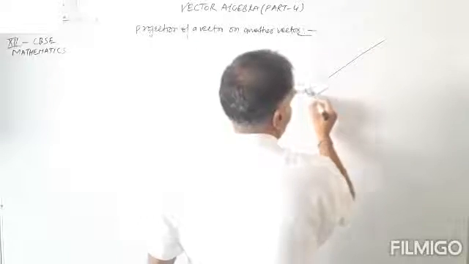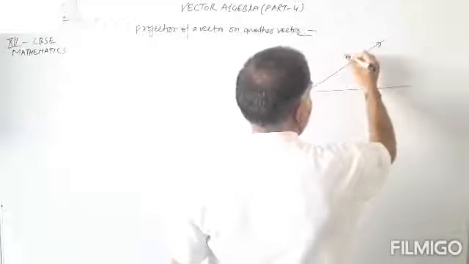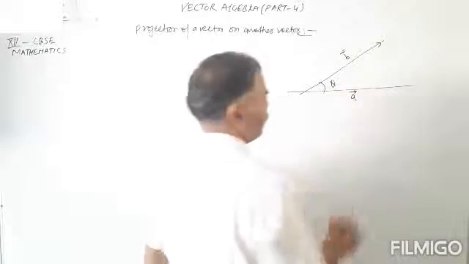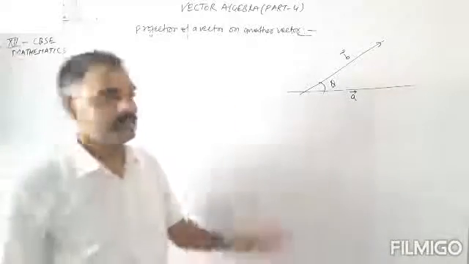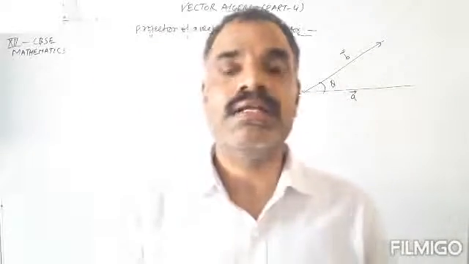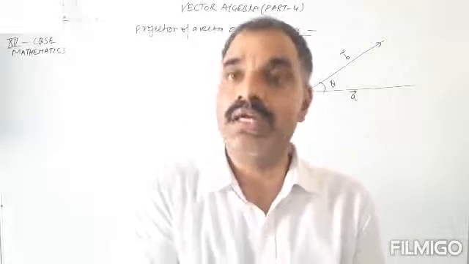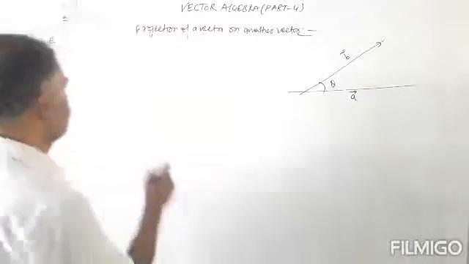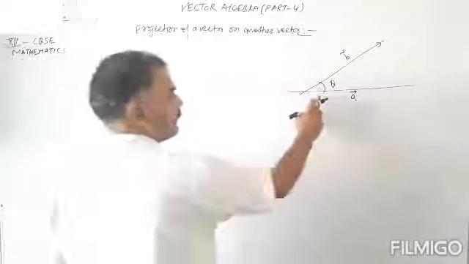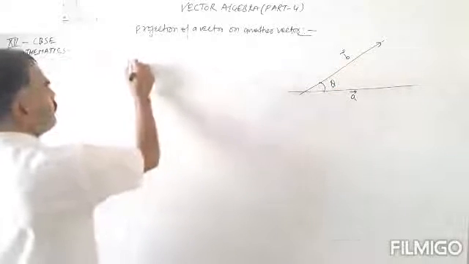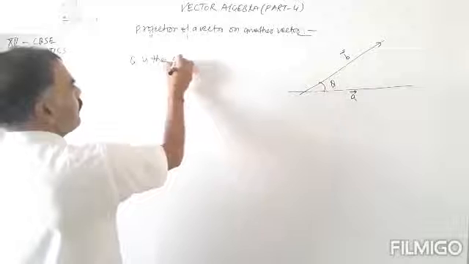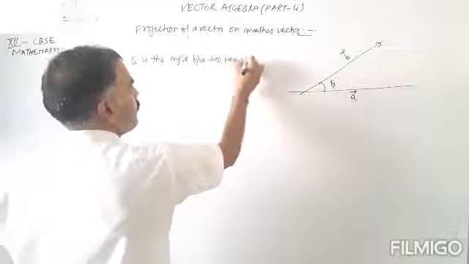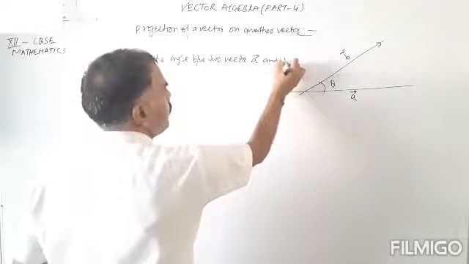Let this be b vector and this be a vector, and the angle between them is theta. Now we are finding the projection of b vector on a vector. We know that theta is the angle between two vectors, that is a vector and b vector.